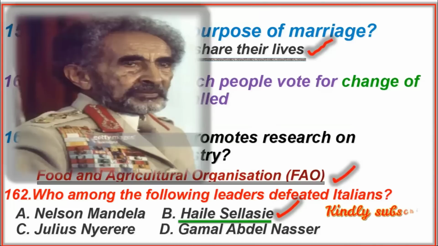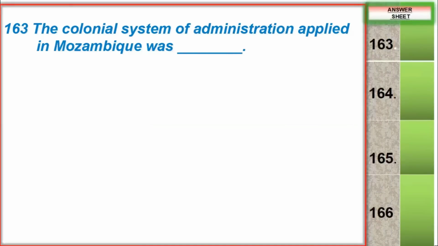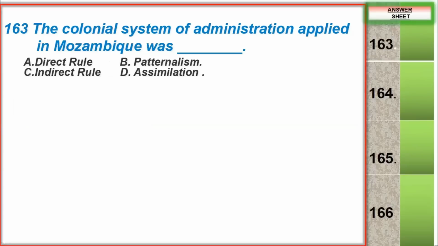Question 163. The colonial system of administration applied in Mozambique was, you have learned this and you have revised very well. The correct answer should be paternalism.